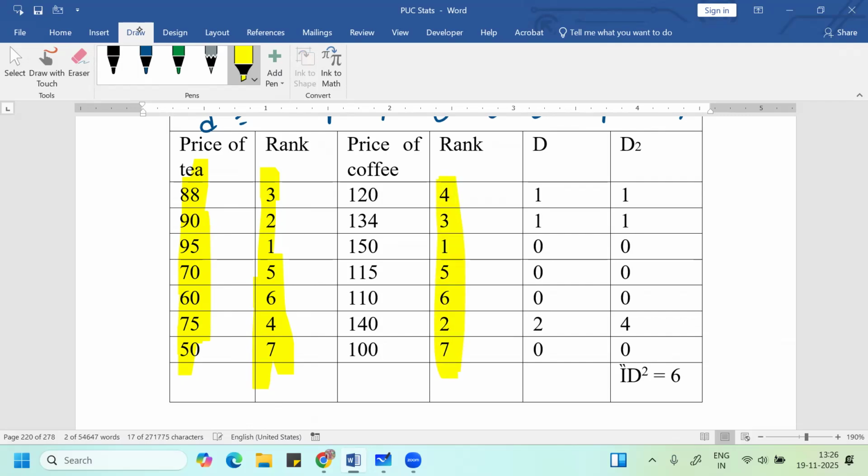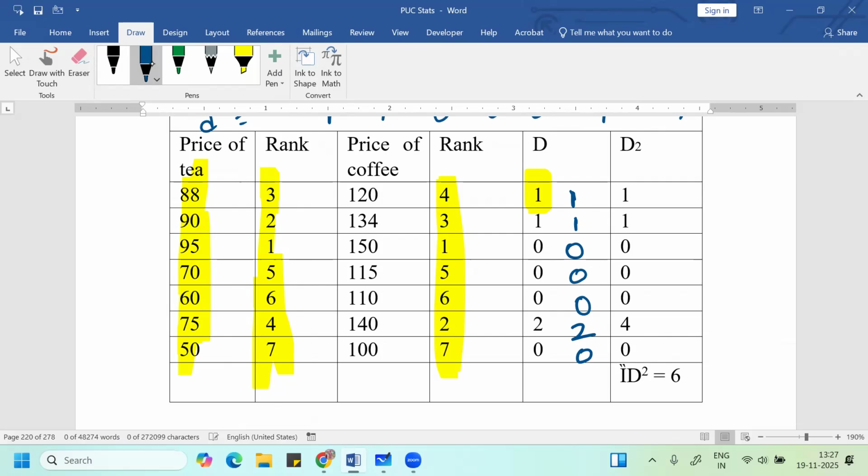Then I found the difference of the ranks. So 3 minus 4 is minus 1, or maybe you do 4 minus 3, 1. You do price of tea minus price of coffee or price of coffee minus price of tea. That doesn't matter, because ultimately you do the square, and when you do the square, everything will become positive. So here 4 minus 3 is 1, then 3 minus 2 is 1, then 1 minus 1 is 0, 5 minus 5 is 0, 6 minus 6 is 0, 4 minus 2 is 2, 7 minus 7 is 0.